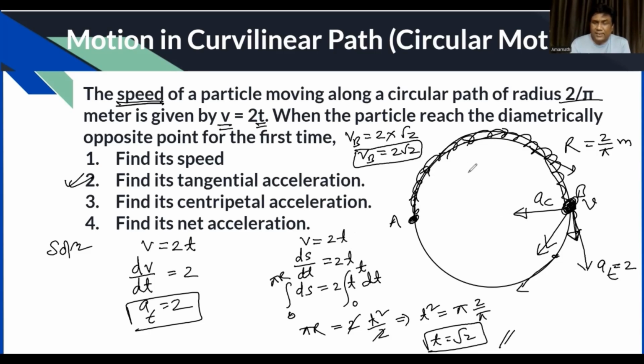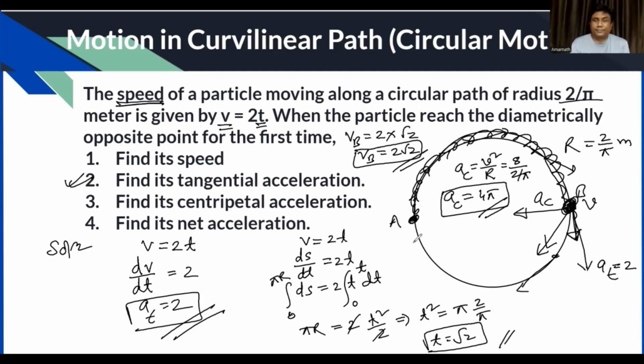So centripetal acceleration is what? It is speed square by radius. So speed square, this much square, is what? This much square is 8. And r is what? 2 by pi. So it means centripetal acceleration will be 4 pi. Tangential acceleration is 2. Centripetal acceleration is 4 pi.